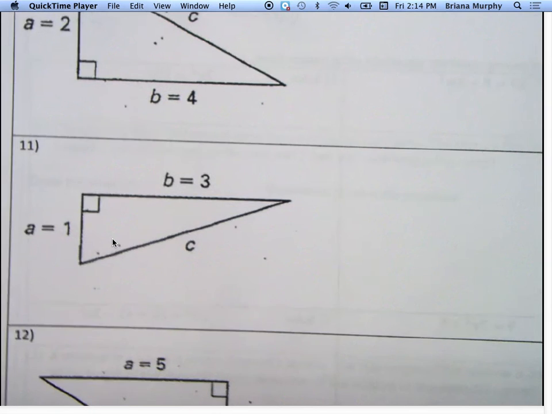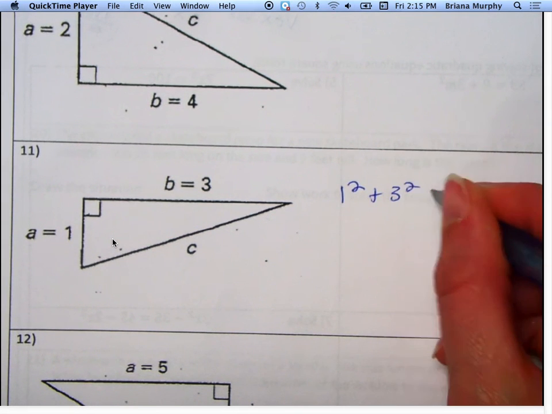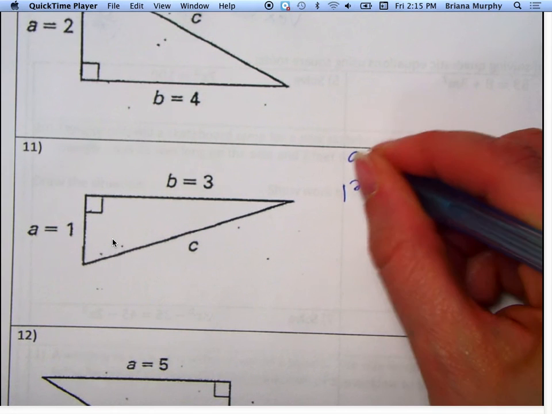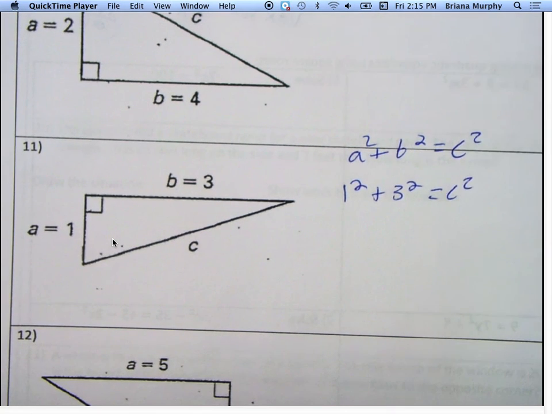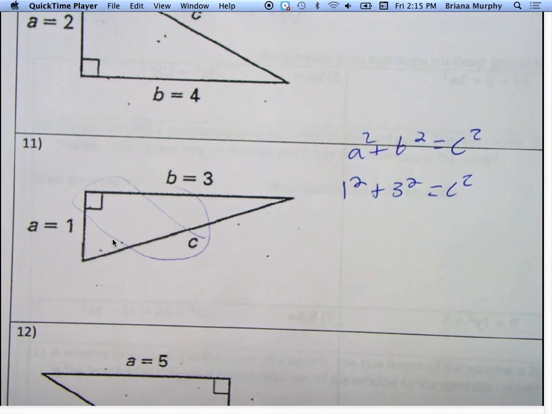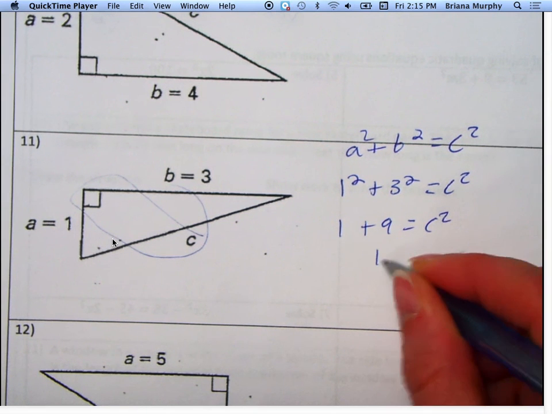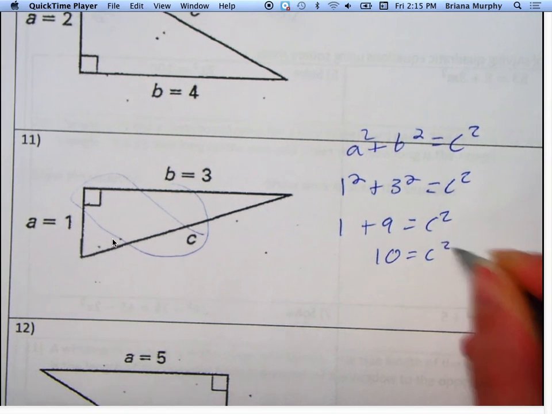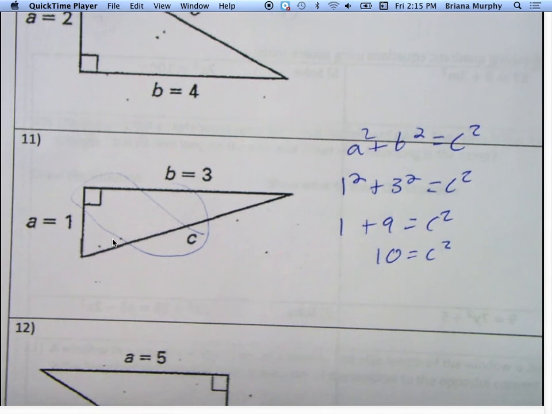Okay, so we're going to go 1 squared plus 3 squared equals c squared, because we remember a squared plus b squared equals c squared, right? That's Pythagorean theorem. C is always across from the 90 degrees. So we get 1 plus 9 equals c squared, so we get 10 equals c squared. Wait, hold on. Wait, where'd you go down? Oh, 3 squared. Over at 11. Sorry.